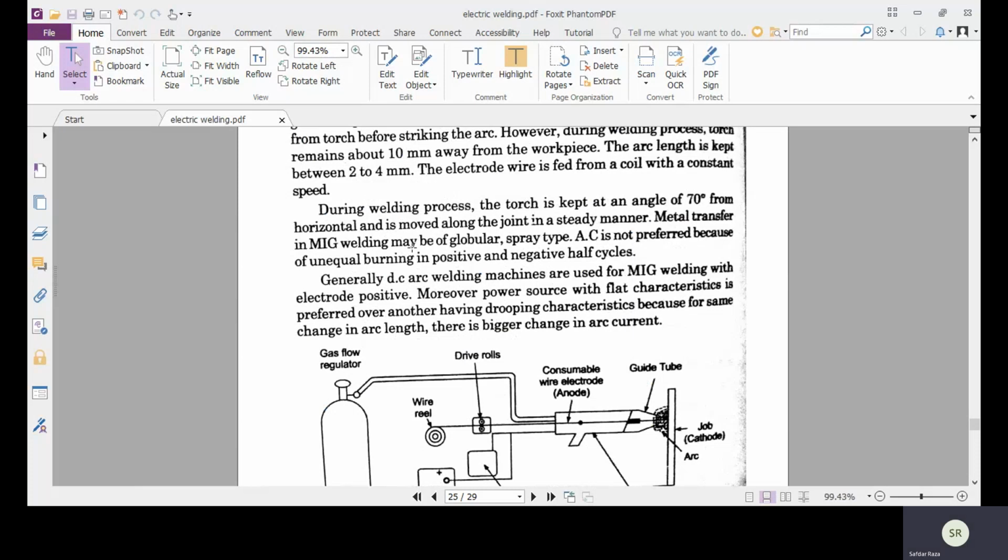Metal transfer in MIG welding may be of globular and spray type. AC supply is not preferred because of unequal burning in the positive and negative half cycles. Generally, DC arc welding machines are used for MIG welding with electrode positive.